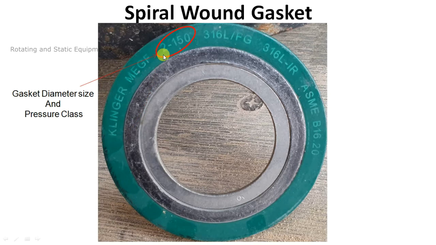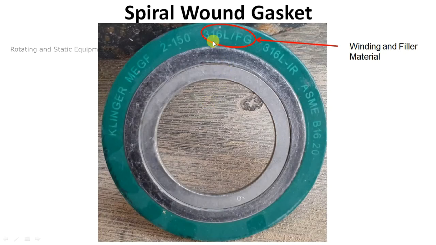The second one is 2-inch 150 class, which means gasket diameter size as well as pressure size. Okay. Next, the third one indicates binding and filler material, which means 316L in the sense of binding material, and FG is indicating filler material, which means filler graphite.